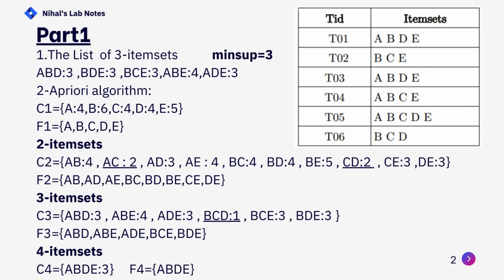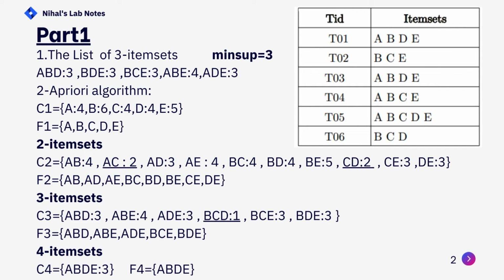Now let's move to 4 item sets. If we look at F3, it contains ABD and ABE, so we can do a join here. We are going to have ABDE. Why? Because we have AB as the same prefix in the first and the second item set.